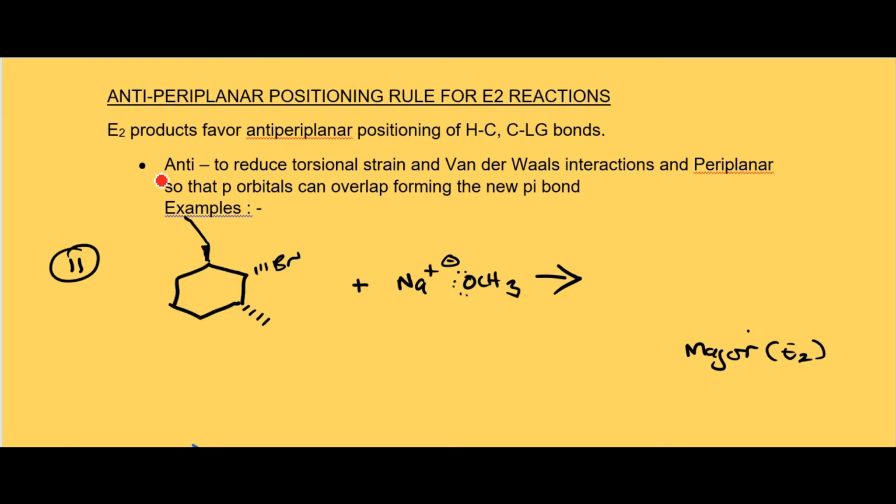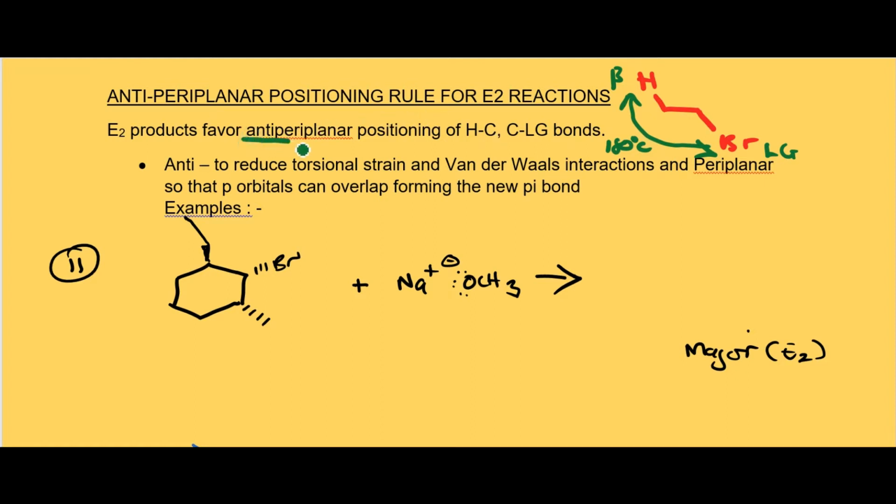Now there are some complications with E2 reactions. There is a rule called the anti-periplanar rule. And just to illustrate, if you are removing a beta hydrogen, the beta hydrogen should be 180 degrees apart from the leaving group. Okay? So if this is the beta hydrogen and this is the leaving group, they should be 180 degrees apart.